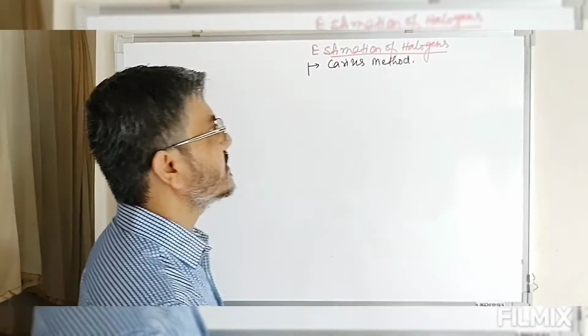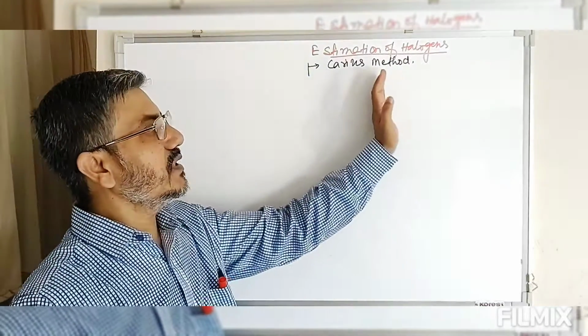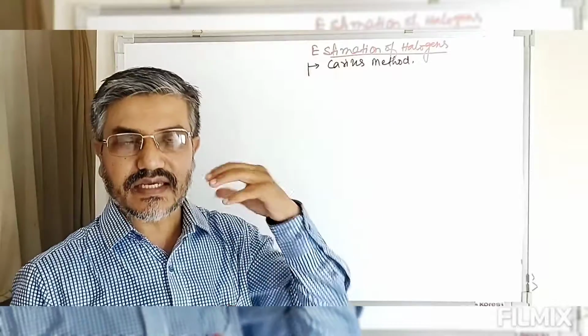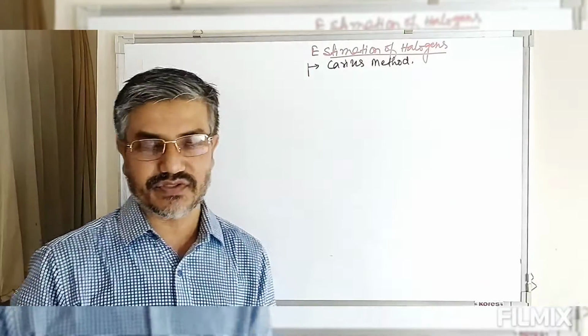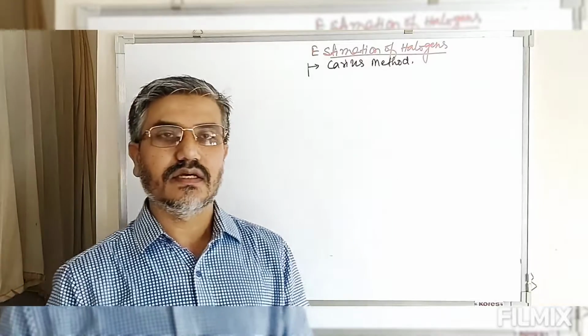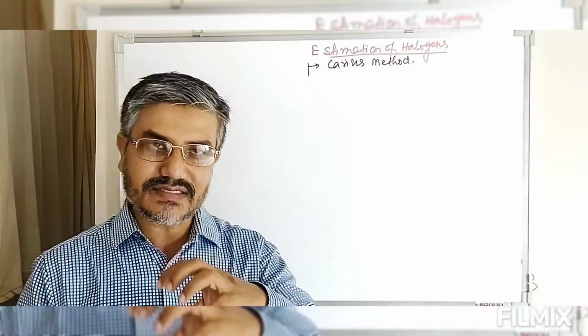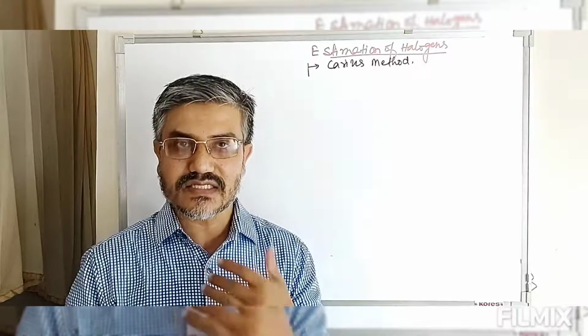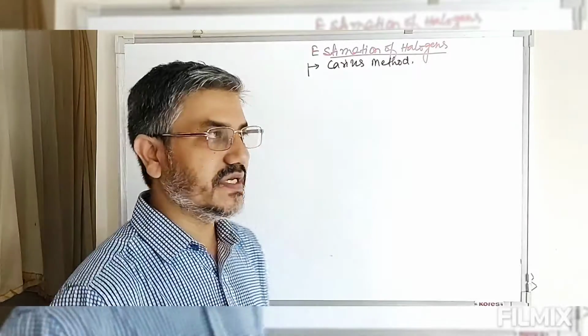Now what is happening is the organic sample containing halogen is heated with fuming nitric acid, that is concentrated nitric acid. The halogen is converted into halide ion, and this halide ion is precipitated as an insoluble salt, silver halide.